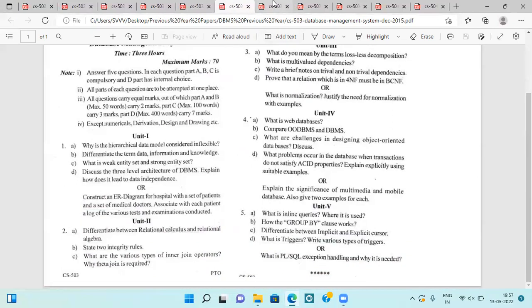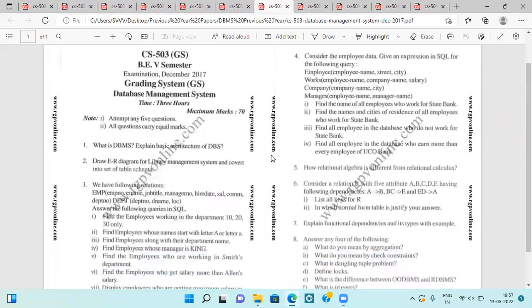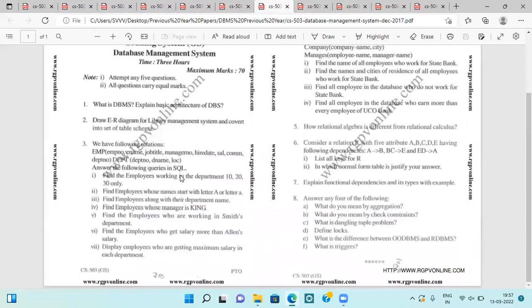Right. Next question paper is of December 2017, in which they are asking about DBMS and their basic architecture, ER diagram of a specific module, library management का दिया है यहाँ पे, and then एक relation given है. Based on that relation, we have to solve these following queries.